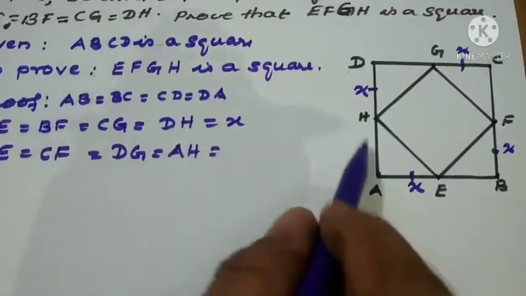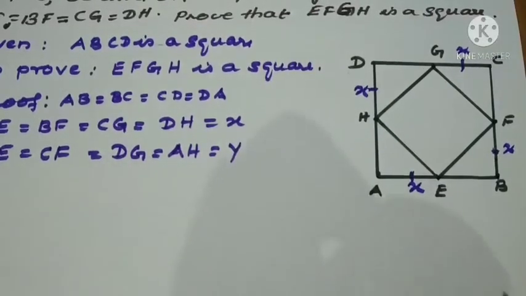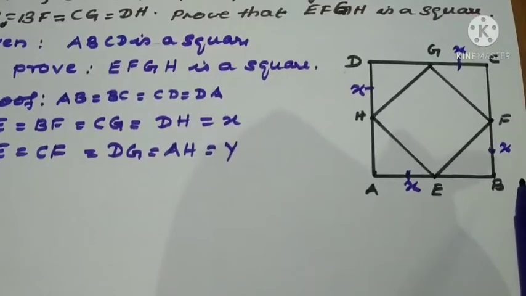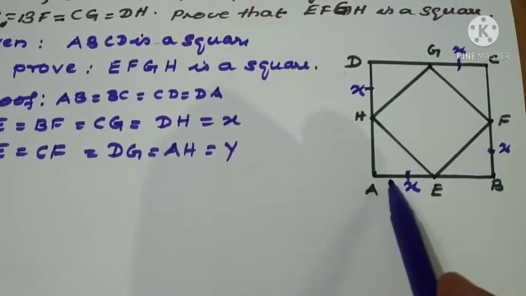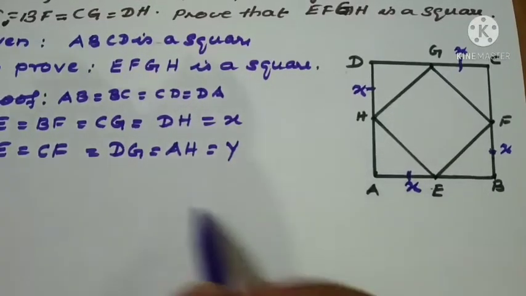So the remaining side is the total distance minus x only, let us take that as y only, because we already know that all the four sides of the square are equal. So one of the parts is taken as x, the remaining part as y. The total length is always x plus y only.